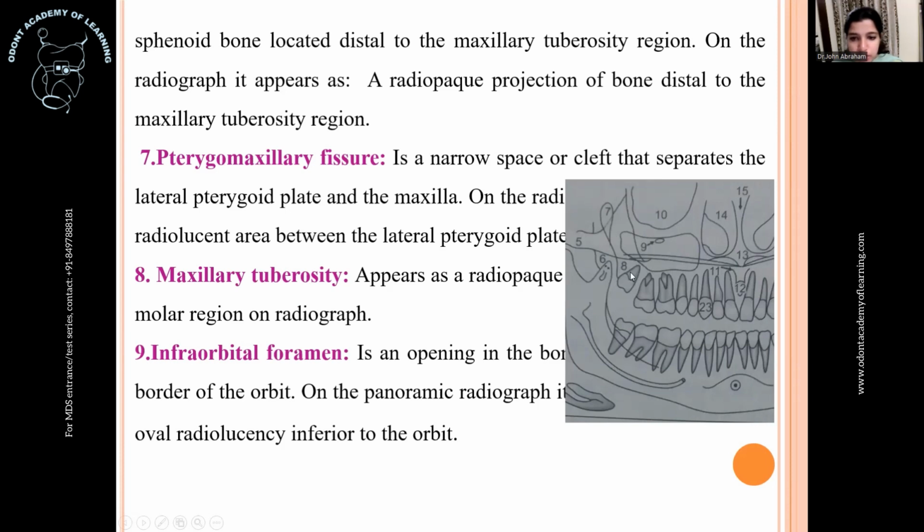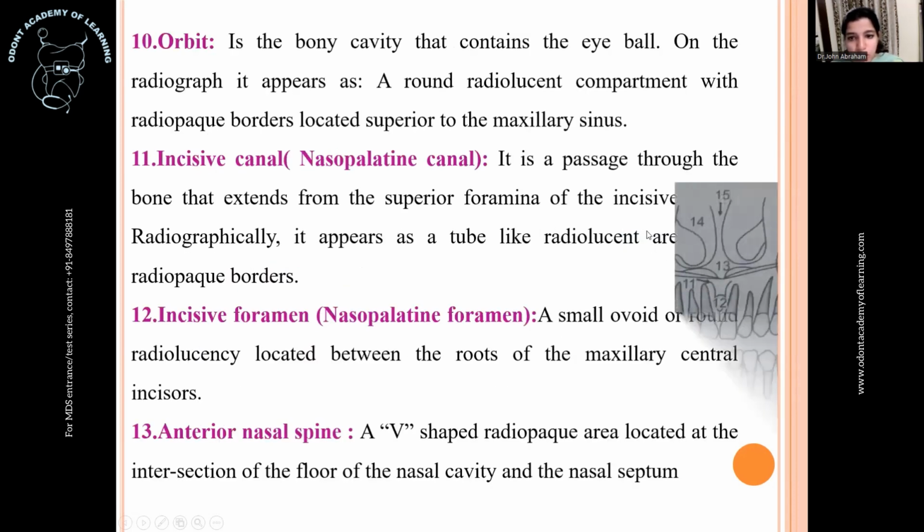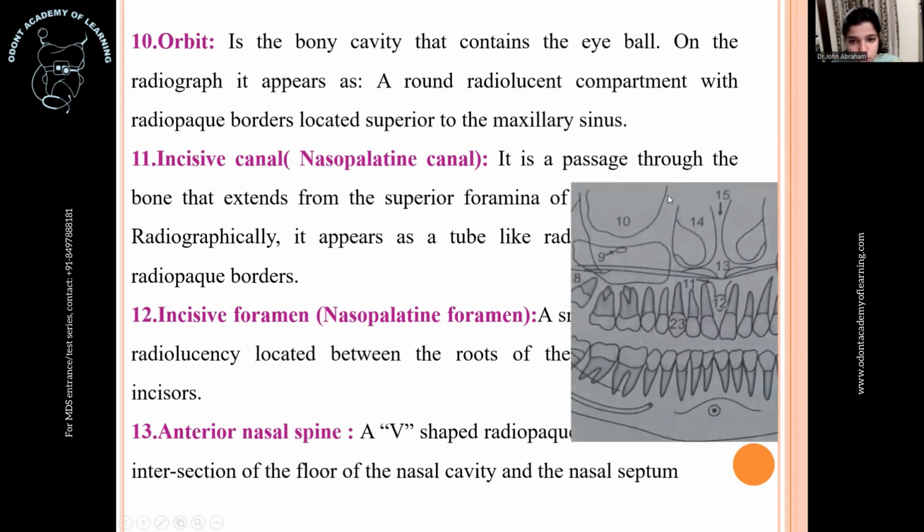Next is your maxillary tuberosity, just behind your maxillary third molar. You will see your infraorbital foramen in this region, just below the orbits. The orbit is a bony socket which contains your eyeball. It can be visualized as a radiolucent area with a fine radiopaque border. Then, coming to the other landmarks, you have your incisive canal, a radiolucent canal, and the incisive foramen, which is again a radiolucency located between the roots of your central incisors.